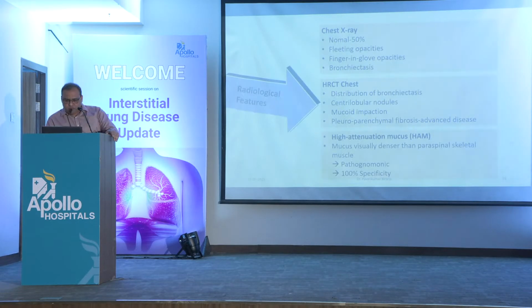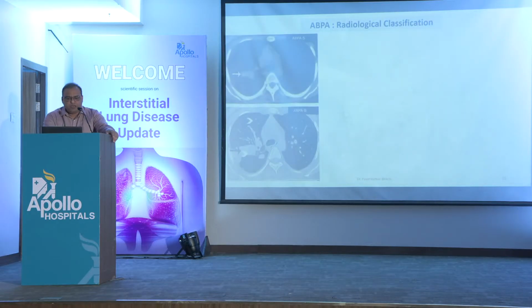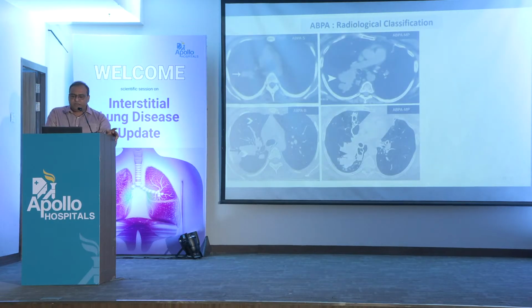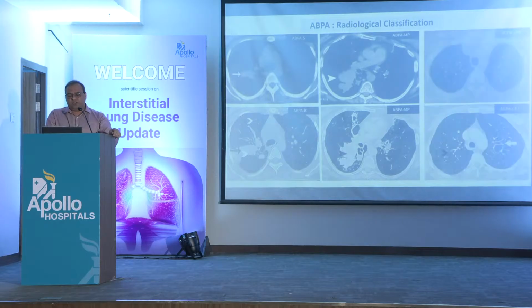ABPA, I'm sure one slide is missing here. ABPA-S means there is no radiological finding, and you have positive serological tests, IgE and IgG. Then comes mucus impaction, where a lot of mucus is present. There's some change in the slides here, but when you have bronchiectasis, it's ABPA-B. The last picture is not actually ABPA-CF, it's ABPA-B. When the CT is normal, it is ABPA-S.